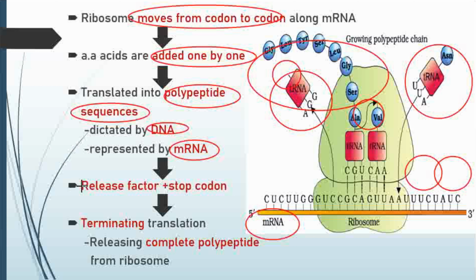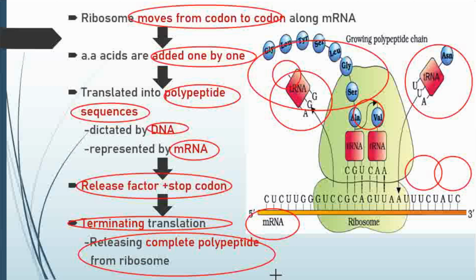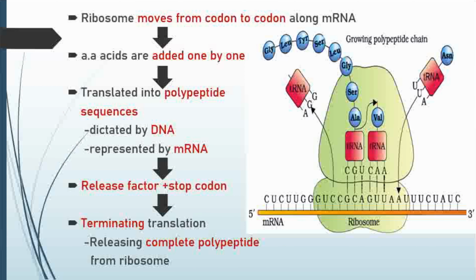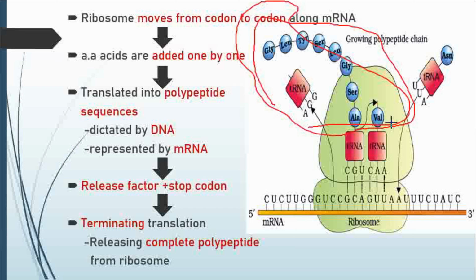And in the termination process, the release factor and the stop codon bind. The release factor binds with the stop codon. When the release factor binds to the stop codon, it causes the termination of translation, which in turn releases the complete polypeptide from the ribosome. So the polypeptide gets cut and released. We have now synthesized a polypeptide, and it is fully released once the release factor binds at the stop codon.